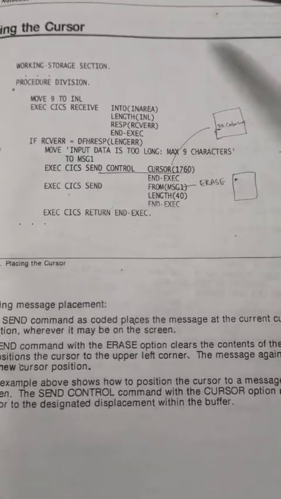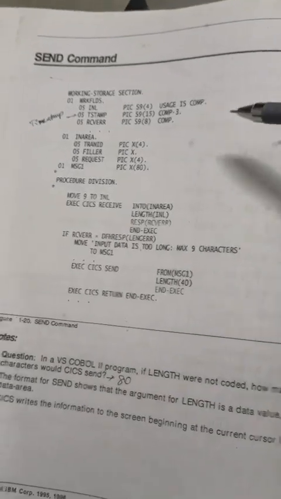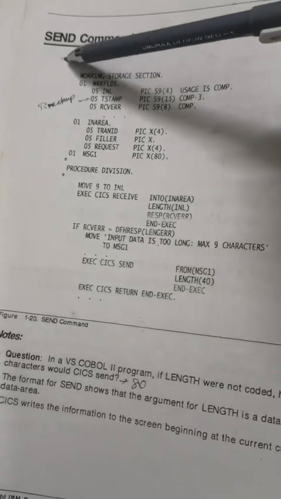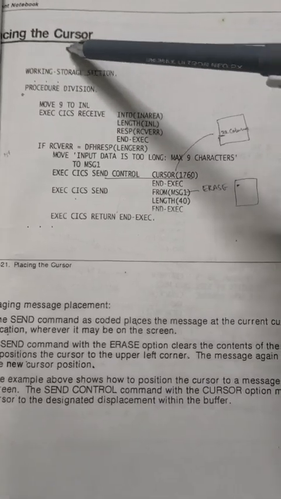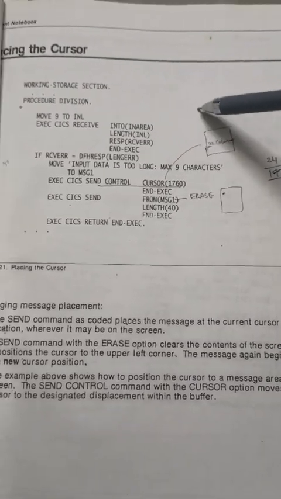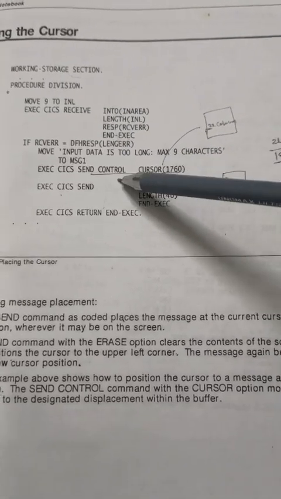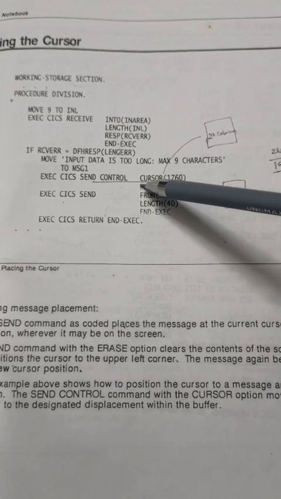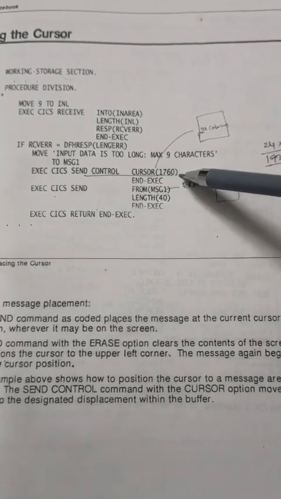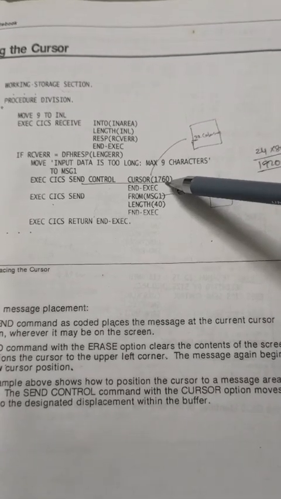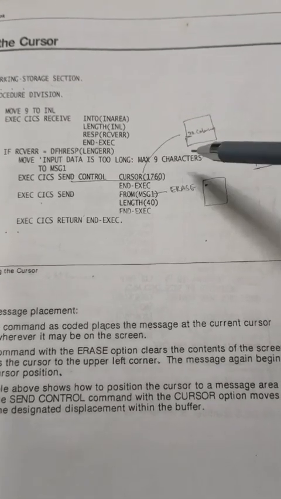How to place the cursor? Previously we passed the error message without any position, so by default it goes to the starting of the screen. Now I want to place this error message into a particular position of the screen. Then we have to use, along with the send here for the input message, one more command called send control cursor. Here I mention the position of the cursor where you are going to pass this message.